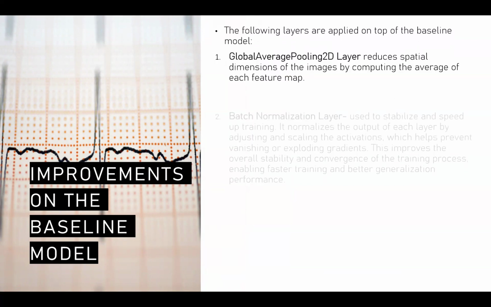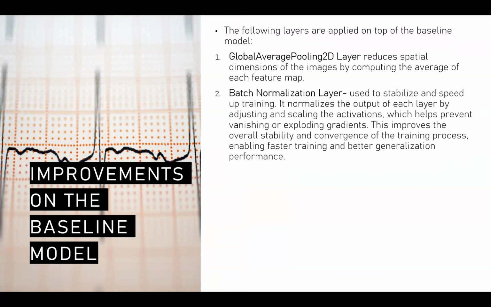So coming to the improvements on the baseline model. We added the following layers on top of the baseline model, that is ResNet 50. First we added a global average pooling 2D layer. This was added to reduce the spatial dimensions of the image by computing the average of each feature map. Then we added a batch normalization layer. This is used to stabilize and speed up training. It normalizes the output of each layer by adjusting and scaling the activations. This helps prevent any sudden rise or fall in the gradient. This generally improves stability and quickly converges the training process. So it enables faster training and improves general performance.